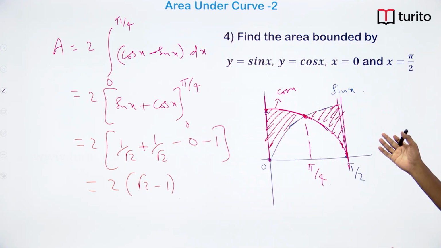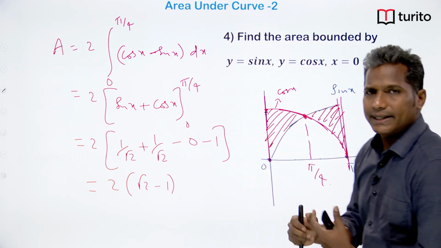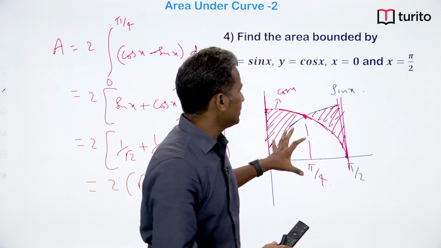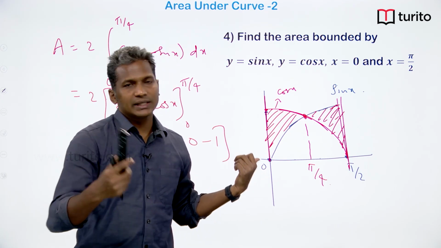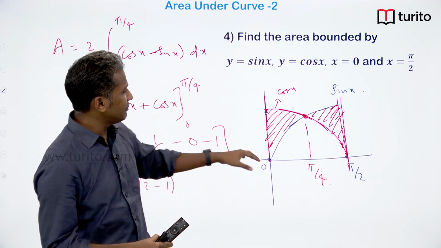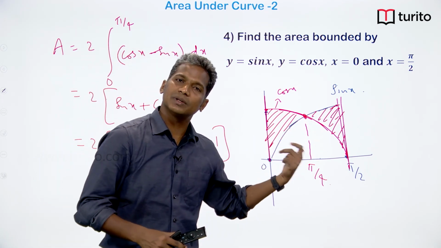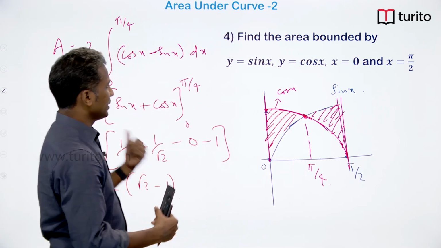So, here because of the symmetry, I have taken one area and doubled it. But every time we may not get symmetry. So, when there is no symmetry, we may have to take the other integral also separately. Okay. Come on, make a note of this.